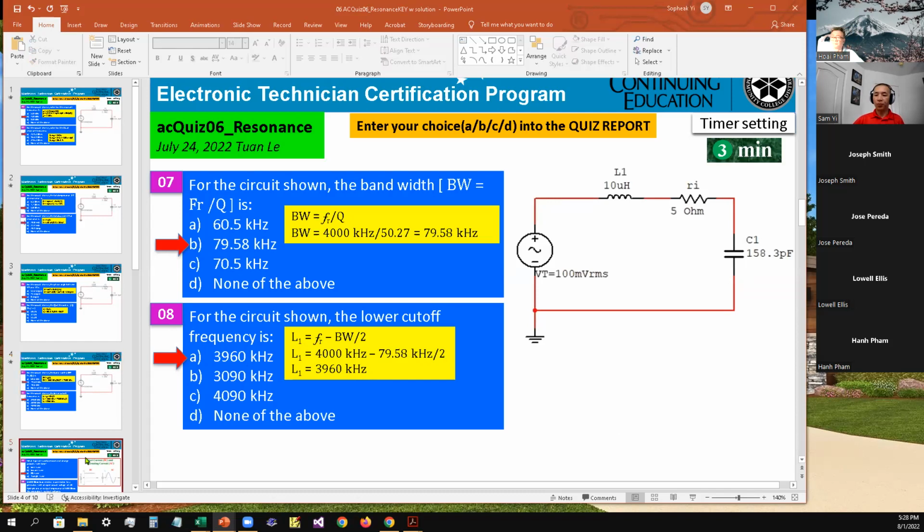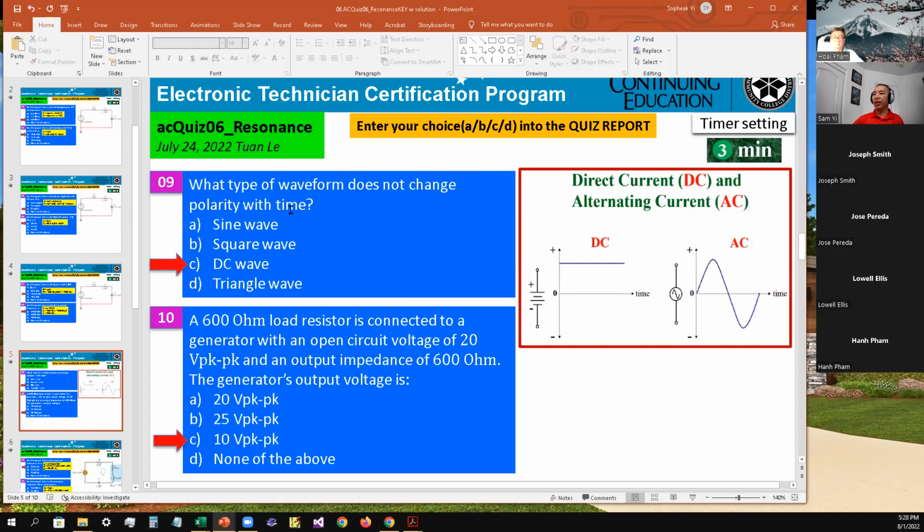For number 9, what type of waveform does not change polarity with time? As we can see right here, the only one that doesn't change as time goes forward, it stays the same. So the only one that works is the DC wave. So C for number 9.